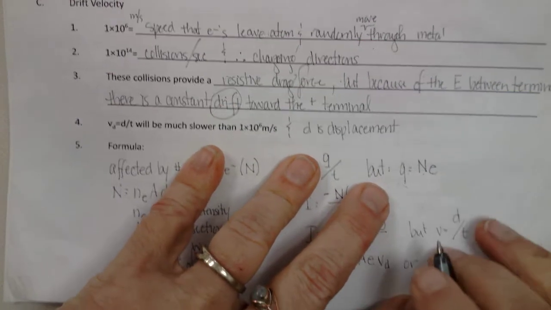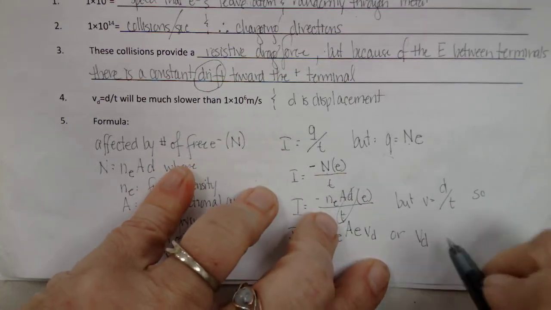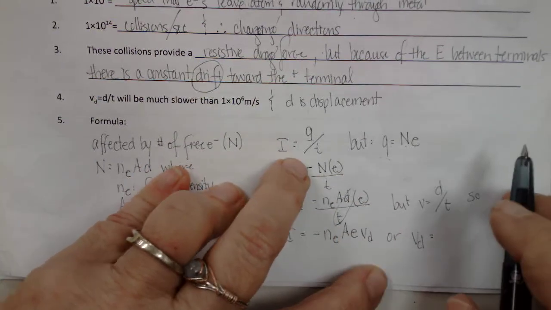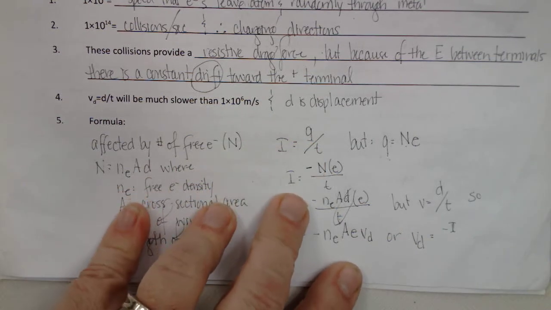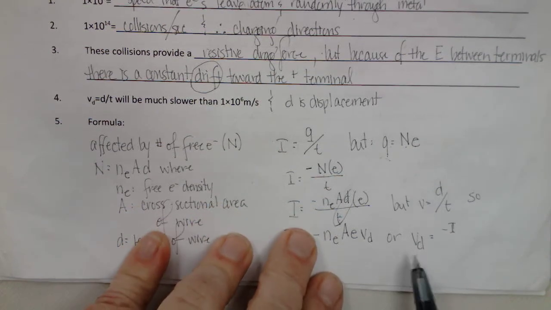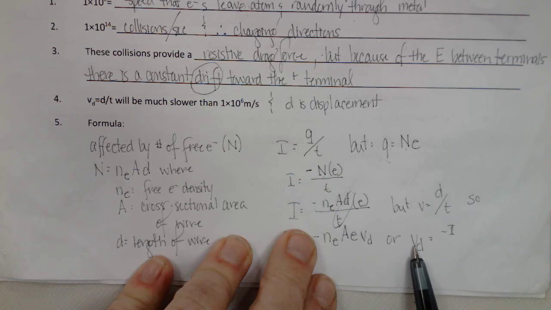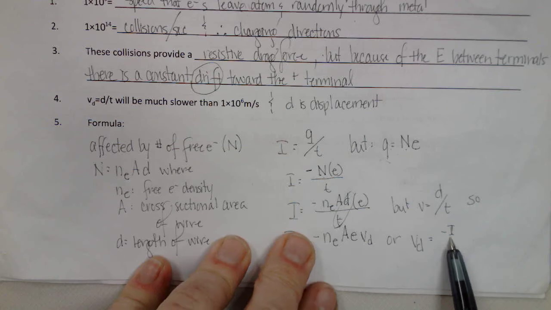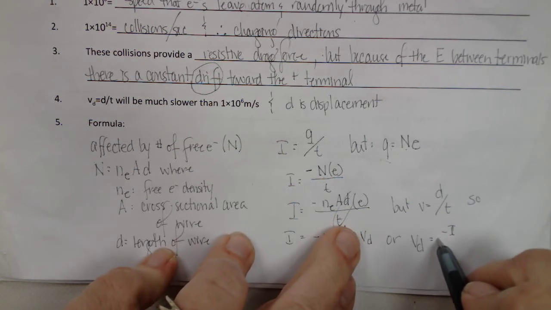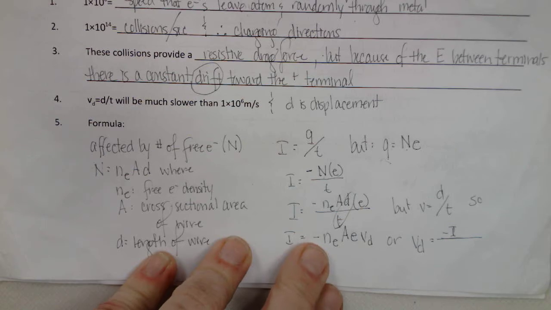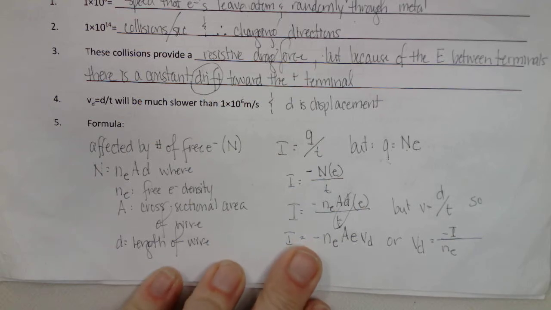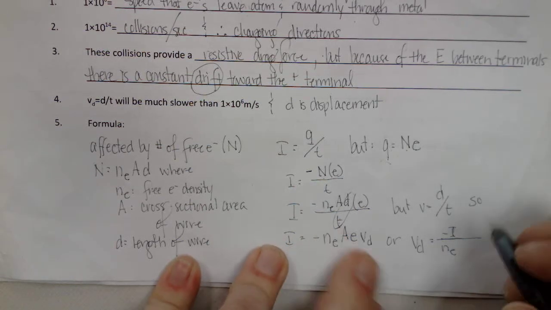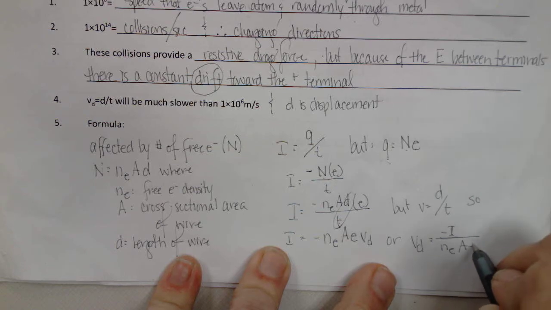v sub d, my drift velocity of my electrons, is equal to, I'm just moving that over, negative I. The negative just means that my current is going to be flowing opposite my drift velocity, opposite in terms of the direction. The velocity of these is going opposite the direction of the current, which of course we knew, and that's why we had to add that negative at the very beginning. So it's going to be negative I over N sub e, that's my free electron density, times A and e.